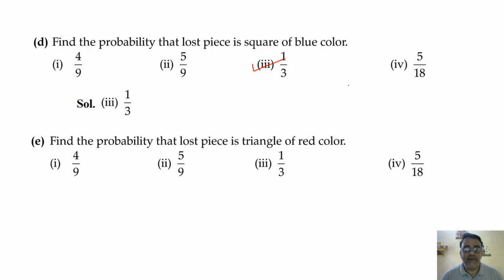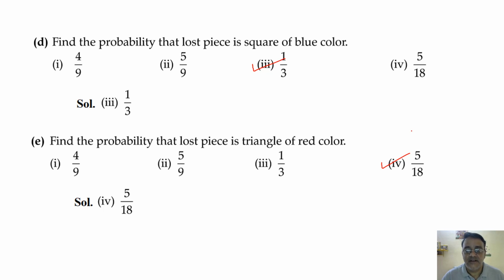Next question, find the probability that the lost piece is a triangle of red color. So red color triangles are 5. So the required probability is 5 by 18. Right, 5 by 18. So you can make many questions here. You can say the lost piece is of red color. Only red color. So red color means it may be a square, it may be a triangle also. So if only a red color piece is asked, then 5 triangles and 4 squares, right? So 9 by 18, 1 by 2.